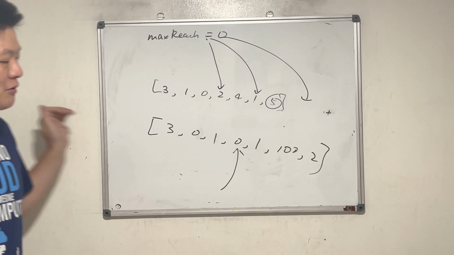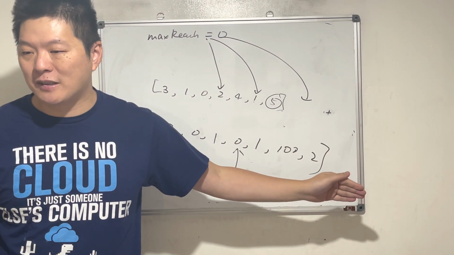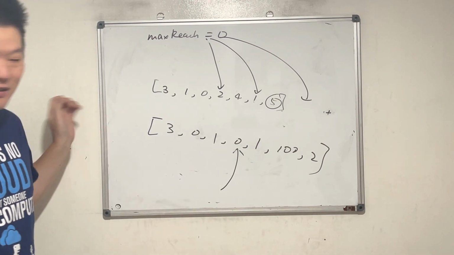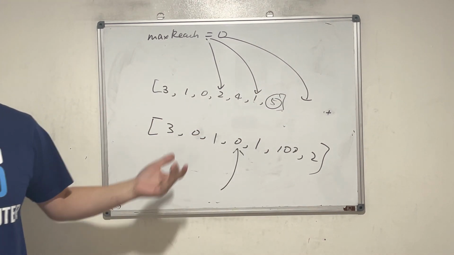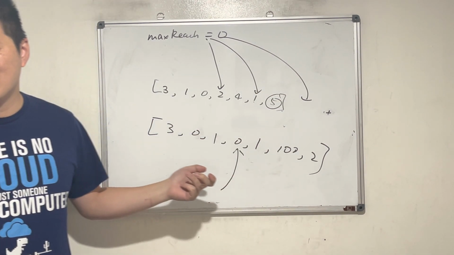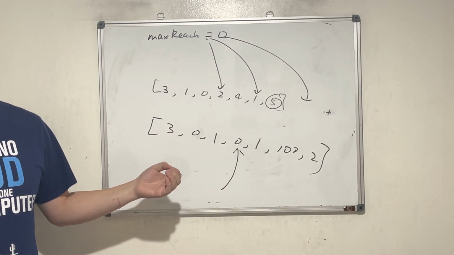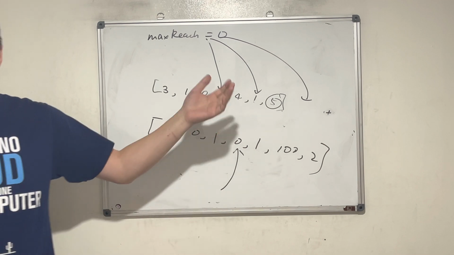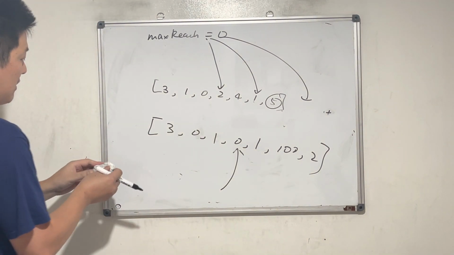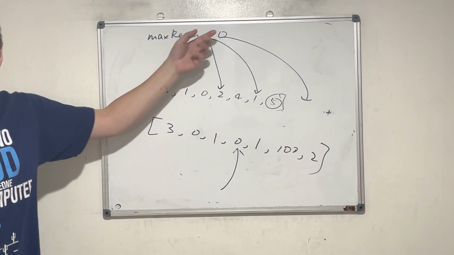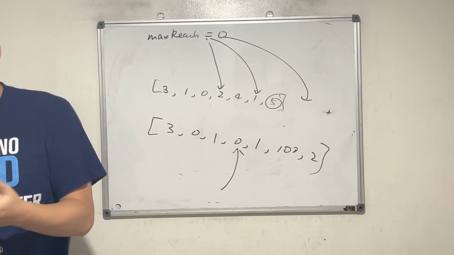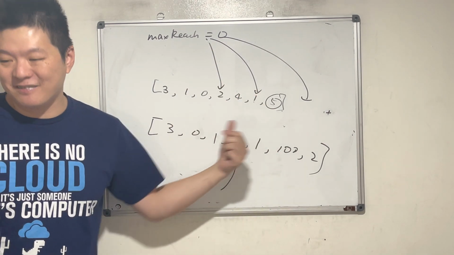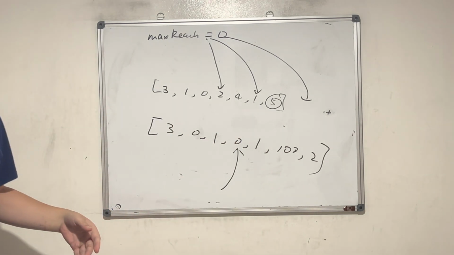So what we do is go through the array one time. What's the time complexity? O(n). We're done. You see? Just one pass. What's the space complexity? O(1), because we only use one variable, max reach, and it's not linear. It's not an array affected by n. That's the difference.